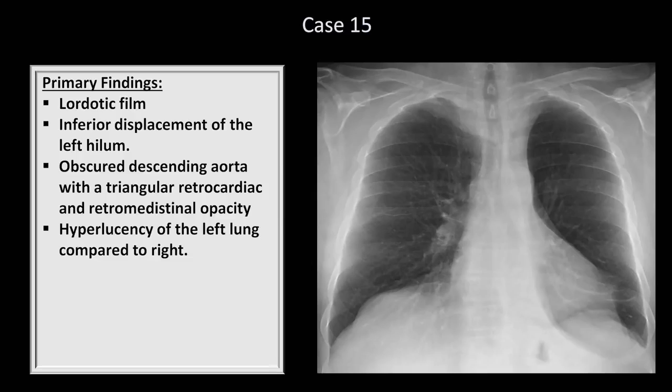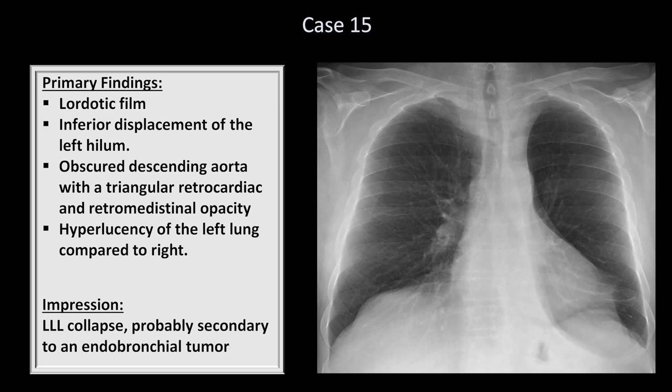So how can we put this all together? The inferior displacement of the hilum, triangular shaped opacity obscuring the descending aorta, and hyperlucency of the left lung are all due to a collapsed left lower lobe. Lobar collapse is usually due to airway obstruction, and given this patient's presentation with a month of hemoptysis, an endobronchial tumor seems most likely.